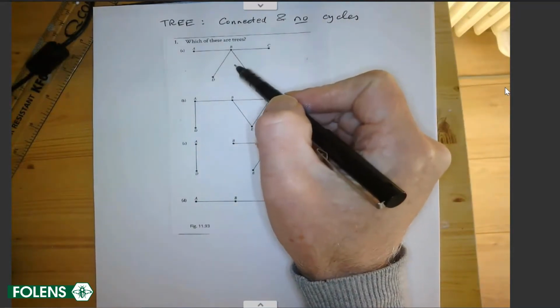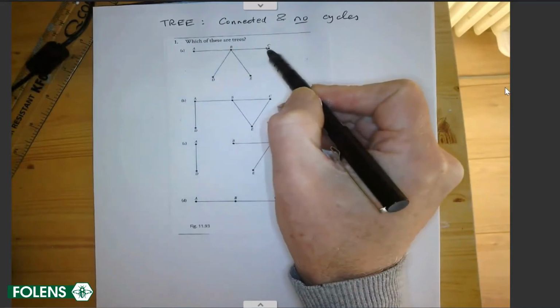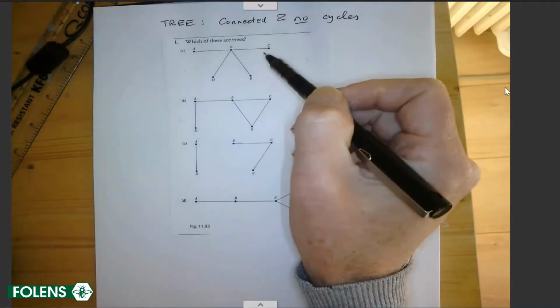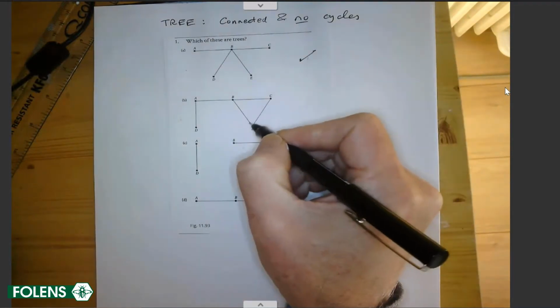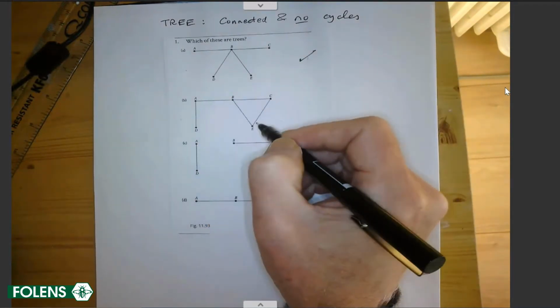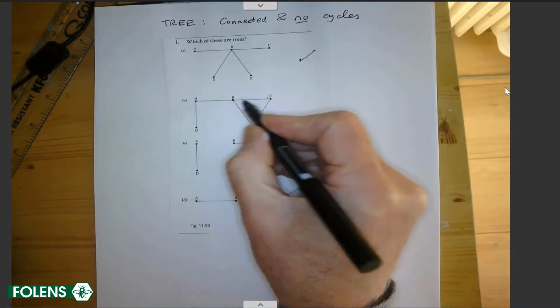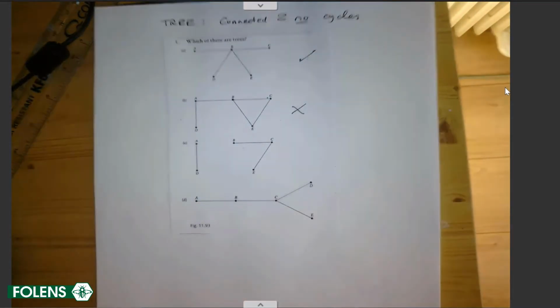And this, for example, is a tree. You can go from A to E. You can go from C to D. You can go from any point to any point, and there are no cycles. So that is a tree. This one, you can go from any point to any point. It is all connected, but there is a cycle, B to C to E to B. That's a cycle. Therefore, that is not a tree.